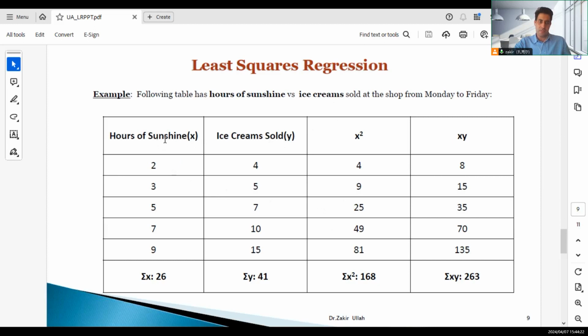So the first step is we need to find the square of the hours of sunshine that is represented by x. Then we need to find the product of the hours of sunshine and the ice cream, which is xy, shown in this column. Then to find the slope and intercept, we need to sum up all the values of x, sum all the values of y, sum all the values of x squared, and sum all the values of xy, which are shown in the final row of this table.